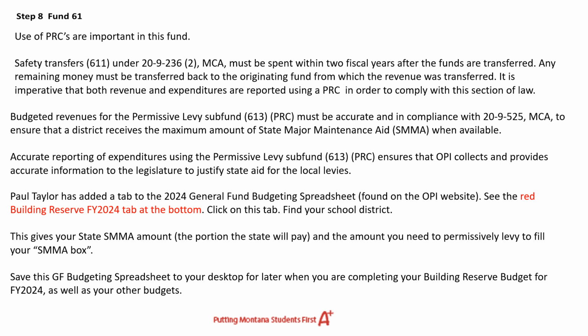Paul Taylor has added a tab to the 2024 general fund budgeting spreadsheet found on the OPI website. See the red building reserve fiscal year 2024 tab at the bottom. Click on this tab and find your school district. This gives your state SMA amount, the portion the state will pay, and the amount you need to permissively levy to fill your SMA box. Save this general fund budgeting spreadsheet to your desktop for later when you are completing your building reserve budget for 2024, as well as your other budgets.